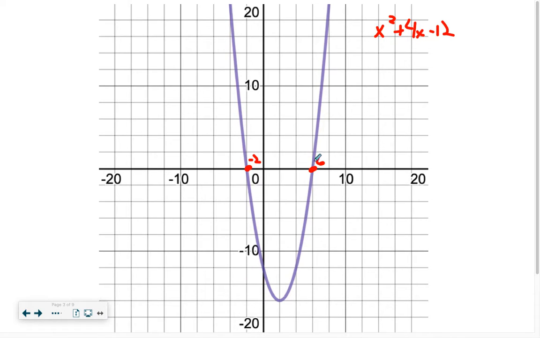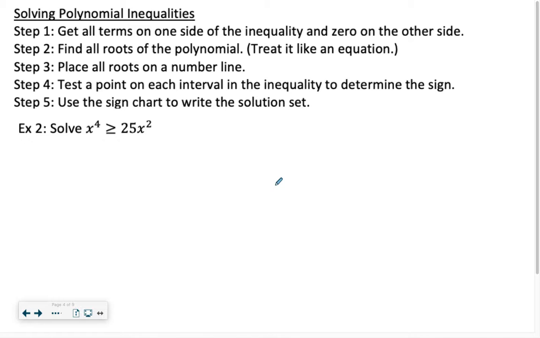Then we picked a value greater than 6 and said, well, that value is positive, so everything on that interval is positive. So our answer, the points where the function is negative, is all of the x values in between -2 and 6. That's why our answer is that interval. And for our answers, the intervals are always going to be x values. Let's do one more polynomial example.